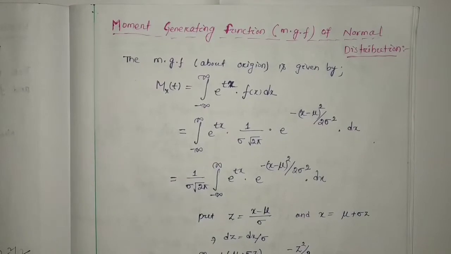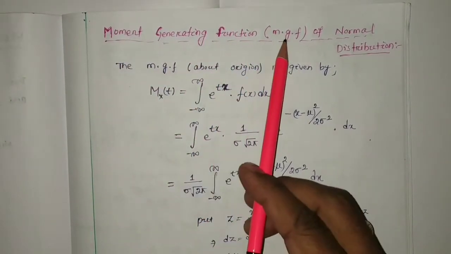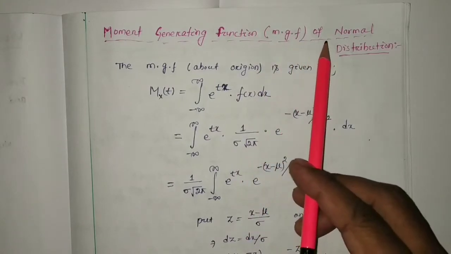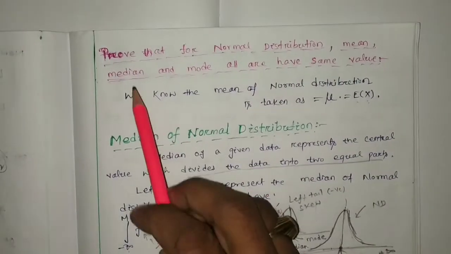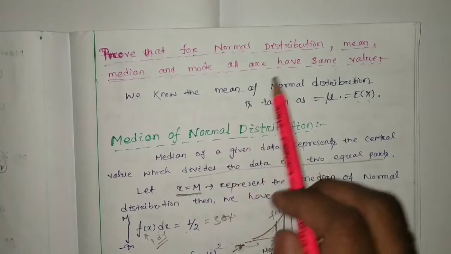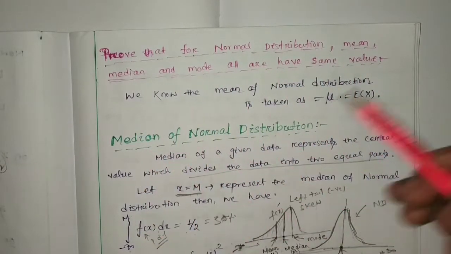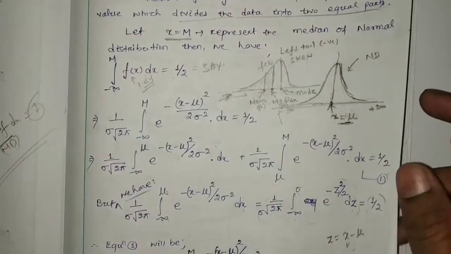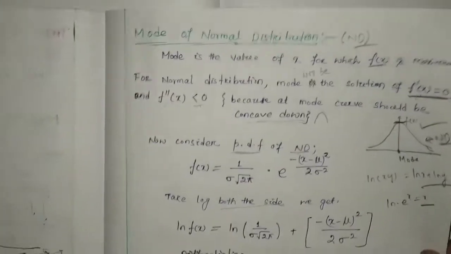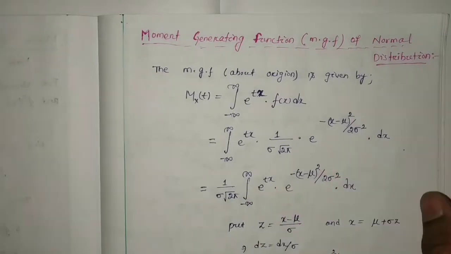In this class, we are going to discuss the moment generating function, or m.g.f., of the normal distribution. In our previous class, we discussed in detail the proof that for the normal distribution, mean, median, and mode all have the same value. We proved it in detail, so I suggest that you write down the notes, which are very essential from the exam point of view. So let's start today's class.